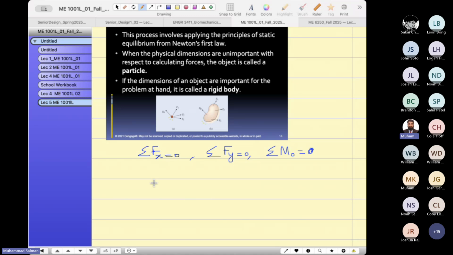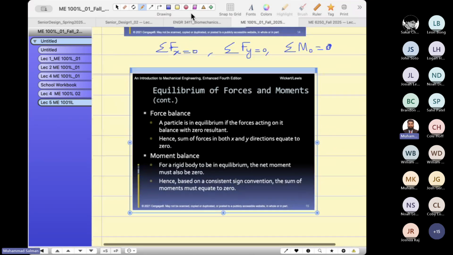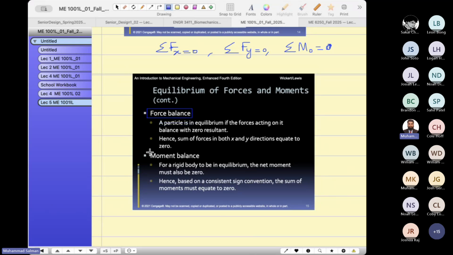Let me show you further explanation. Force balance: because the body remains at rest even after you apply the forces, it is not moving. It means the net force and the net moment are zero.